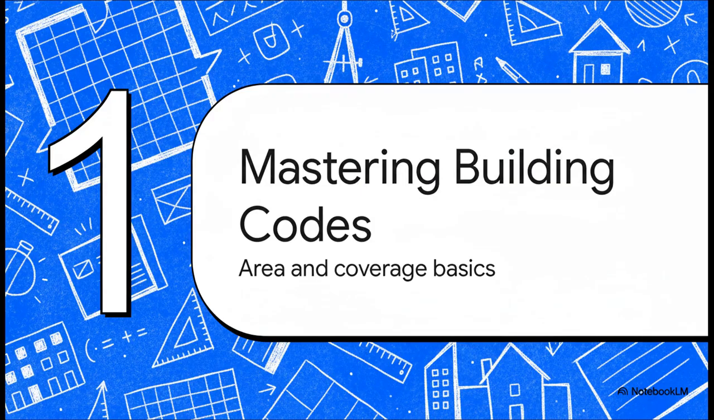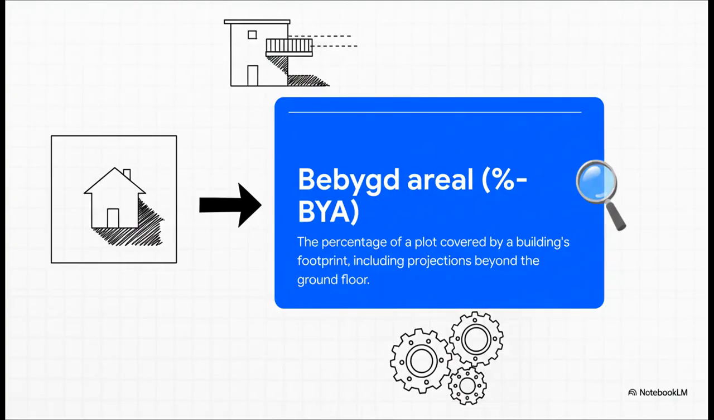Okay, let's start with the basics. You know, getting these fundamental rules right isn't just about checking a box for the planning department. It's actually about finding ways to be more creative within the rules so you can design smarter from day one. The big concept we're dealing with is called Bebygd Areal, or BYA for short. Put simply, it's the percentage of your land that the building covers. You can almost think of it like the building's official shadow. But as you're about to see, what actually casts that shadow gets pretty specific.